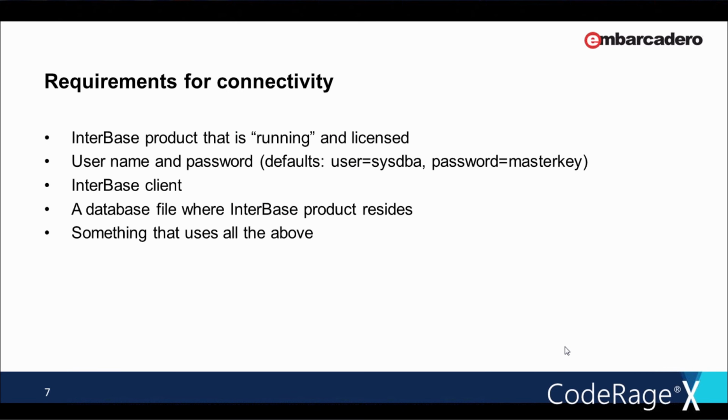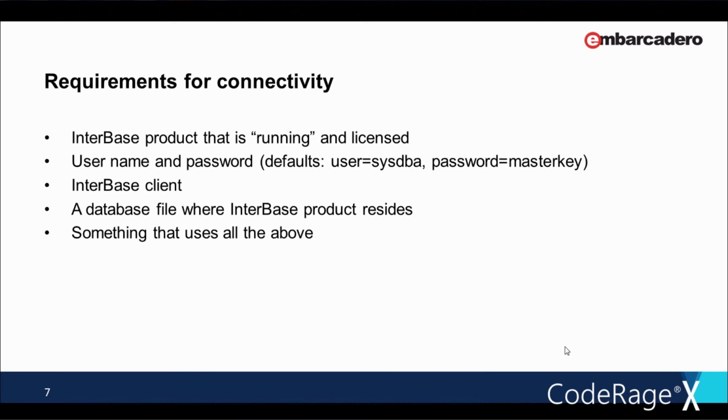So finally, what do we need to connect? We need an InterBase product that's running and licensed. I put running in quotes here because running typically means an InterBase server, but in the case of IB Lite, that's really just a DLL that you're deploying with your application. But it still has to be licensed. Of course, you need a username and password. The defaults for InterBase are the username sysdba and the password masterkey. That's what we're going to use today.